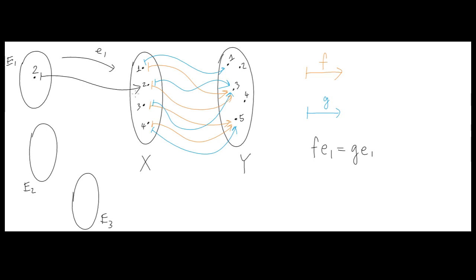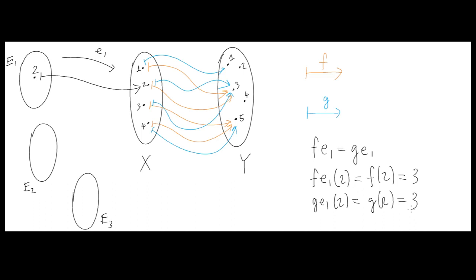So if I want to write this out explicitly, f e1 of 2 equals f of 2, and that equals 3, whereas g e1 of 2 equals g of 2, and that happens to also equal 3. So the two functions are equal since 2 is the only element in the domain of e1. Great. Would you like to go next?